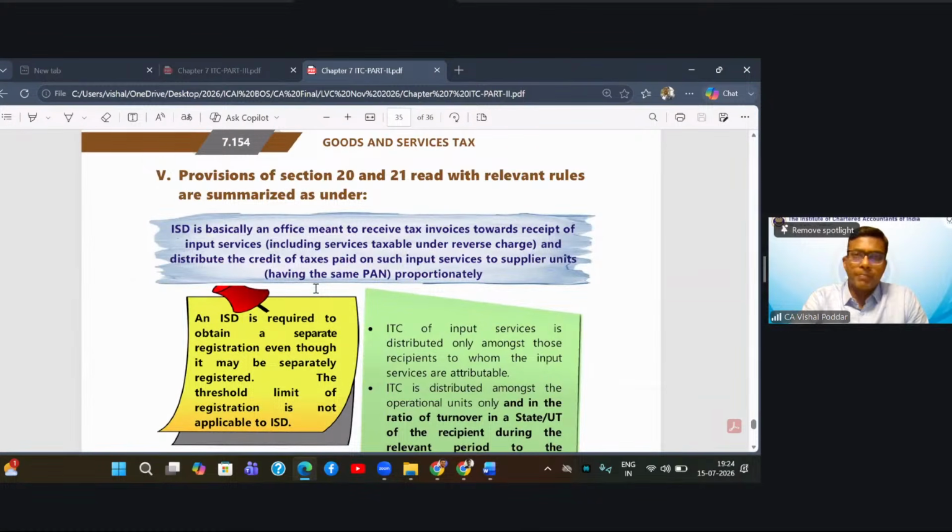So section 16 allowed you credit with conditions. Section 17 put some restriction that either proportionate will be allowed or entire will be blocked. And 18 covered these special scenarios. Now we move on to another very important concept in the GST, which is ISD.